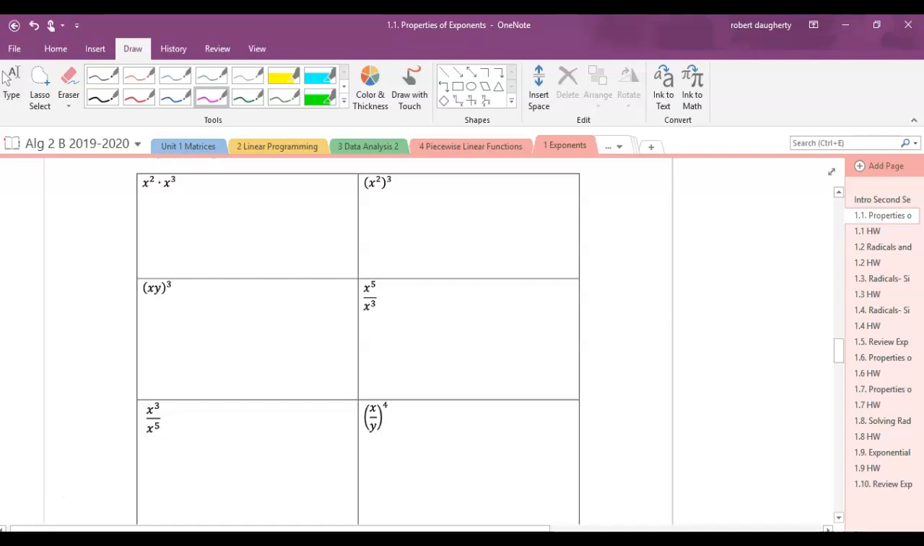Here I've got two things multiplied. What do I do with the exponents here? I add them together. So this is x to the 2 plus 3 power, which is x to the 5th. Using properties of exponents, when I have two things multiplied, raised to different exponents, I just add those exponents together. In this case, I've got something raised to a power and then again raised to a power. What do I do with those exponents? I multiply. So this is x to the 2 times 3, which is x to the 6.